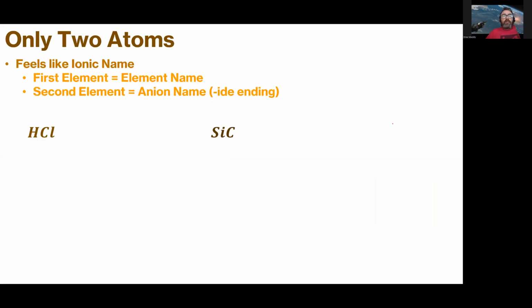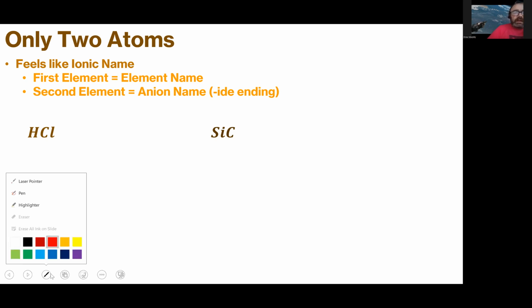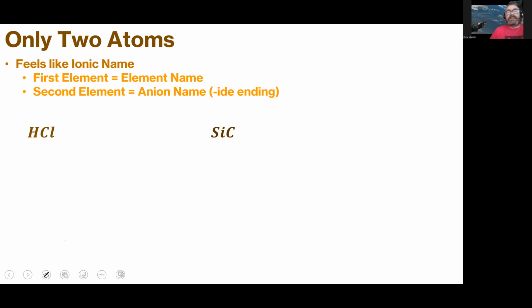All right, so when we're thinking about binary stuff, we're thinking about two different elements. Our easiest scenario is going to be if there are only two atoms involved. There's not a lot of these, but the rules are going to follow the same way. The first element gets the element name, and the second element gets the anion name, which is the IDE ending that we've talked about before.